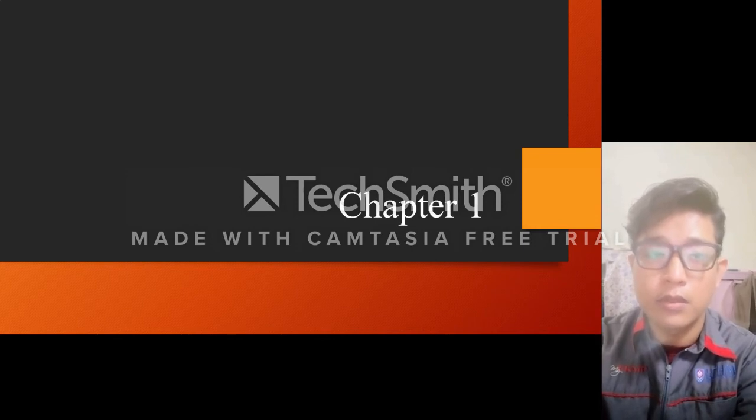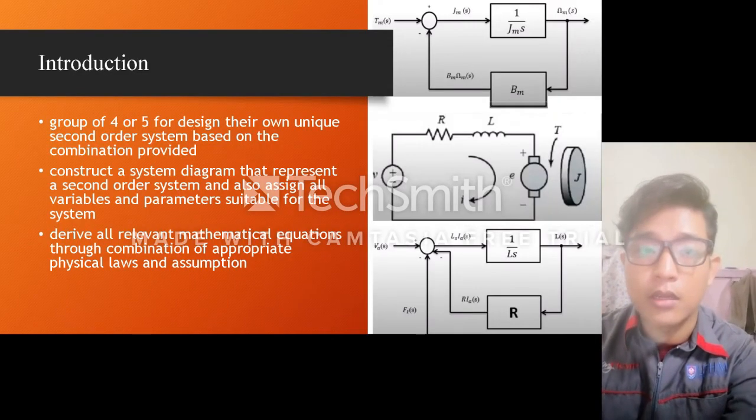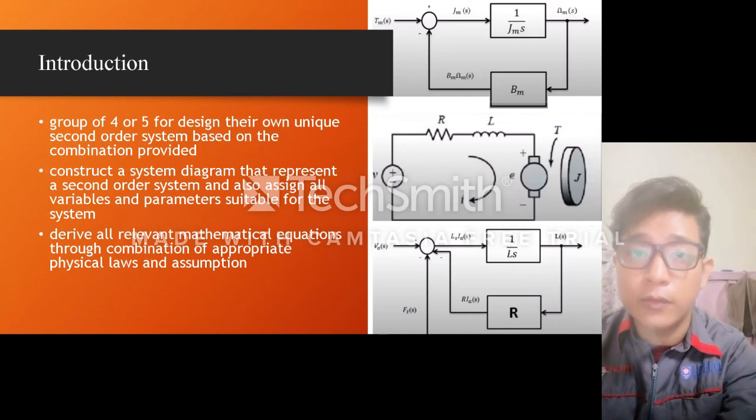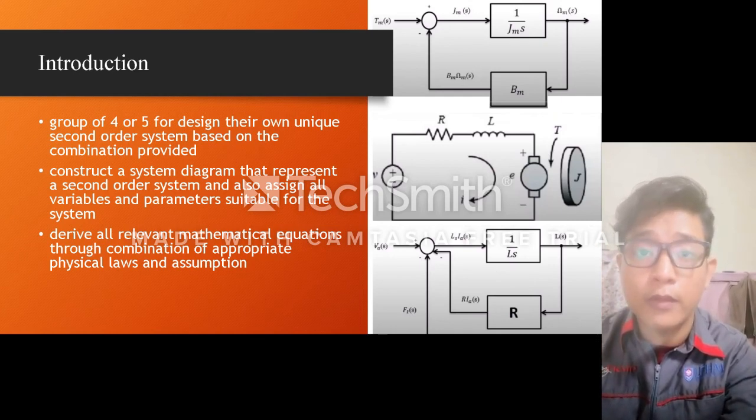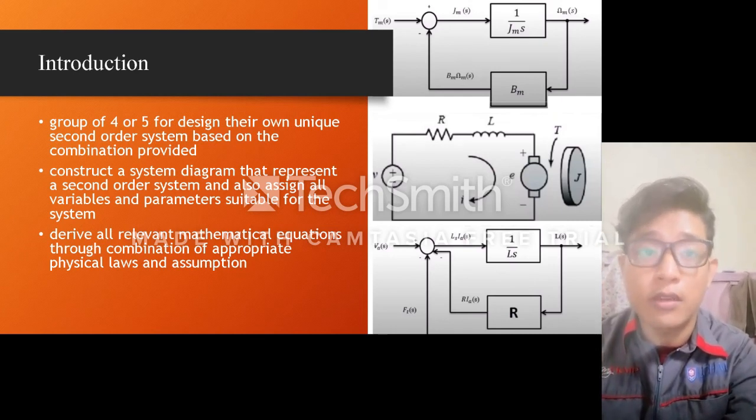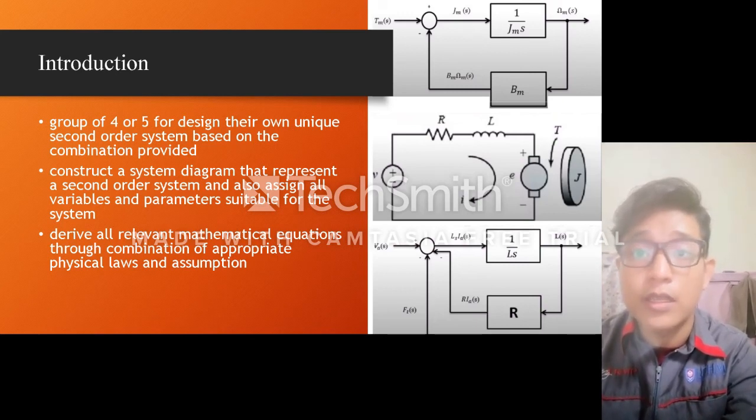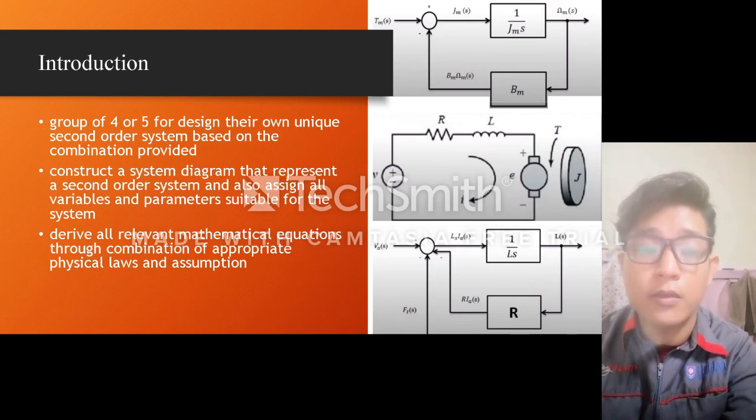project. So for the introduction, for this project, students are required to form a group of 4 or 5 to design their own unique second order system based on the combination provided. And based on the selected system, students are required to construct a system diagram that represents a second order system and to assign all variables and parameters suitable for the system. Students need to derive all relevant mathematical equations through a combination of appropriate physical laws and assumptions.